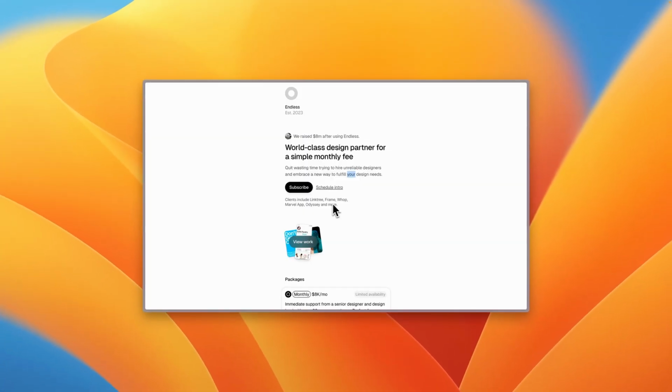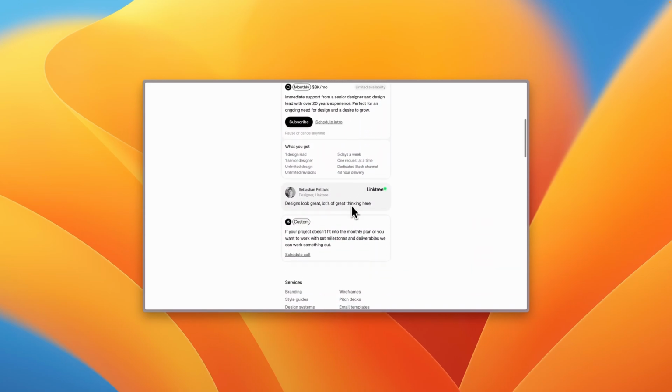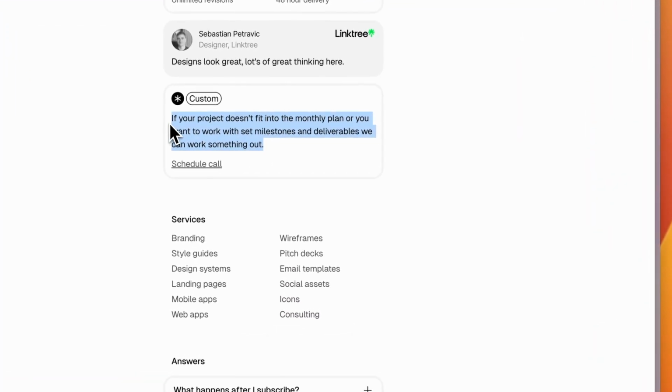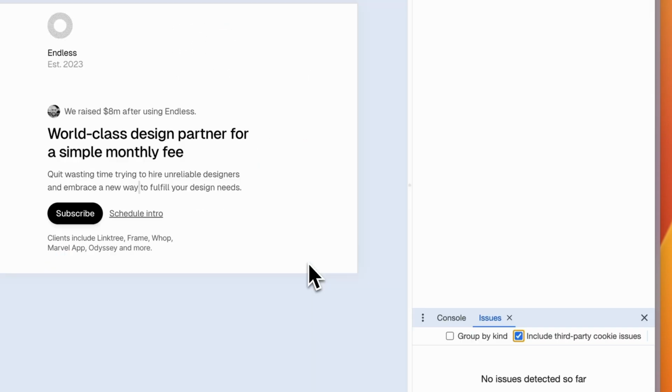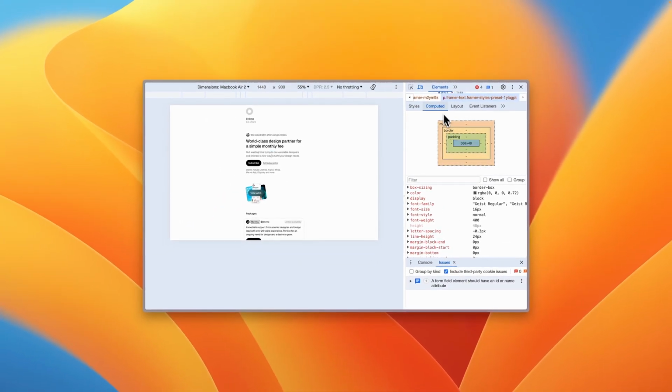So what you probably noticed about these designs is that they have a very narrow container. The nice thing about this is it takes into consideration the measure, which is the number of letters per line. So for example, we can easily inspect the max width of each of these containers. You can see roughly it is around 388.